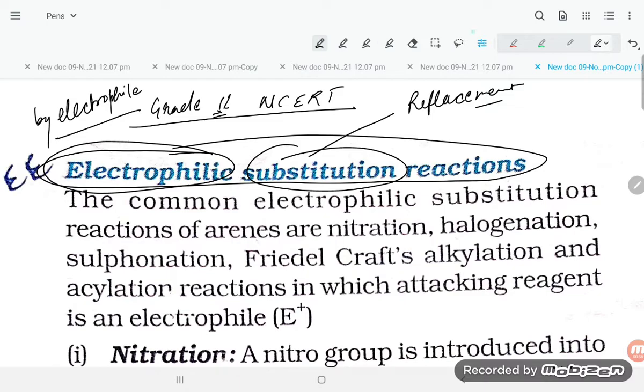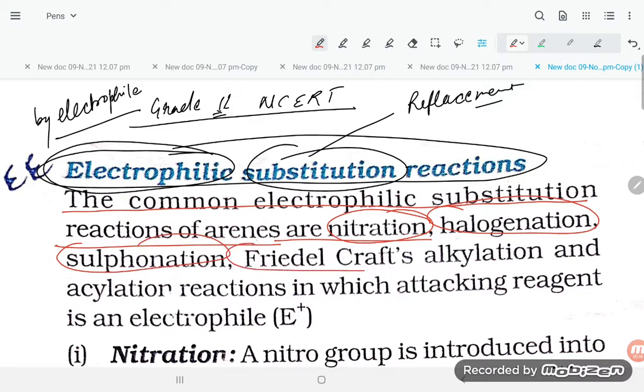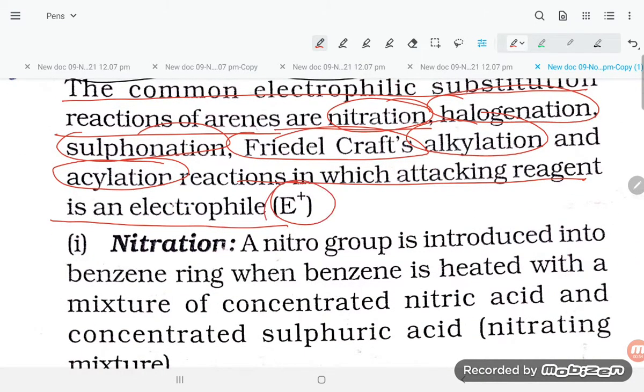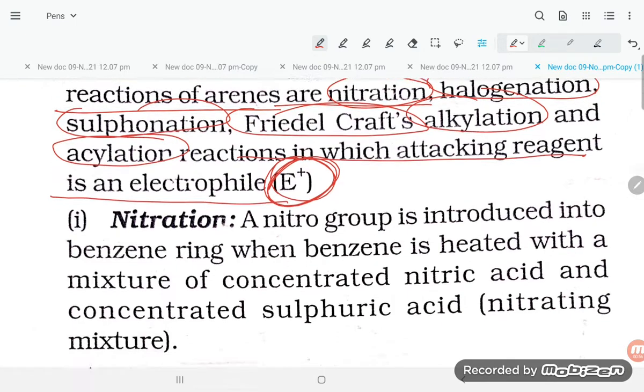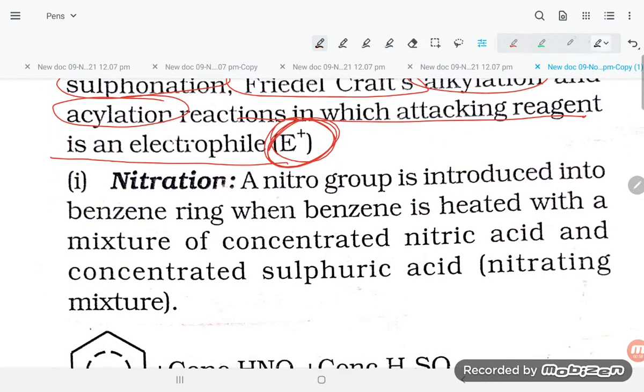Let us see what the point is all about. The common electrophilic substitution reactions of arenes are nitration, halogenation, sulfonation, and Friedel-Crafts alkylation and acylation reactions, in which the attacking reagent is an electrophile. E positive is the attacking reagent. The point number 1 is nitration.